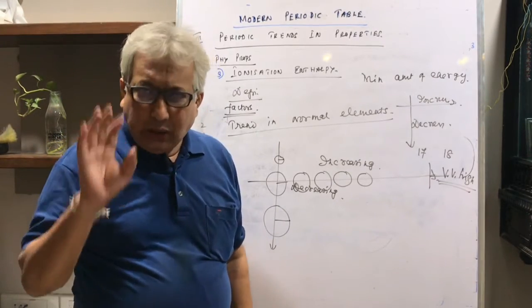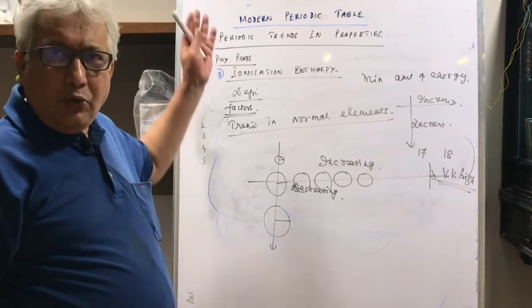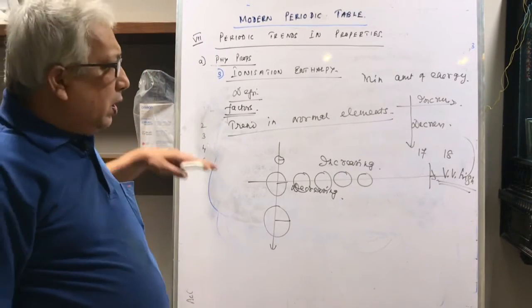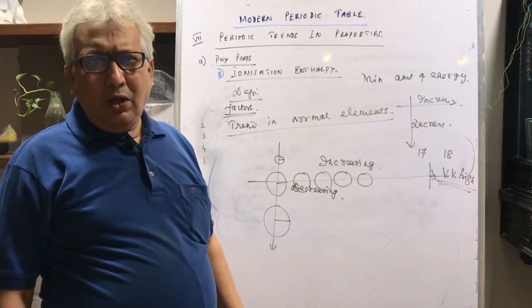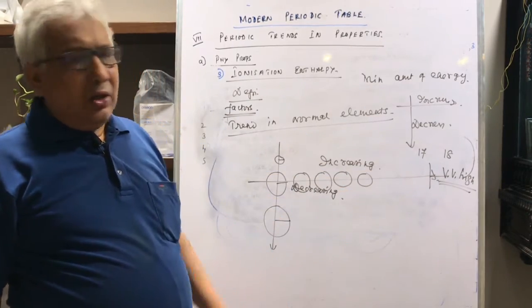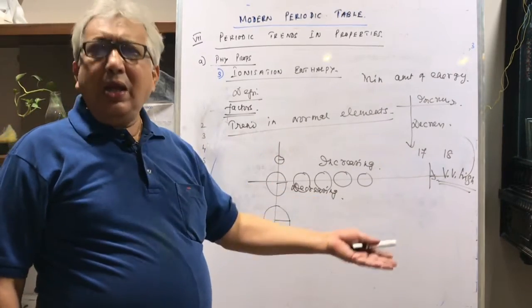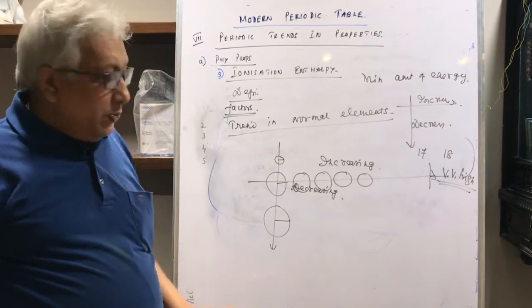I hope you are clear about what I said. Down the group it goes on decreasing, across the period it goes on increasing up to 17, but after 17, when you go to group 18, ionization enthalpy suddenly increases, right?